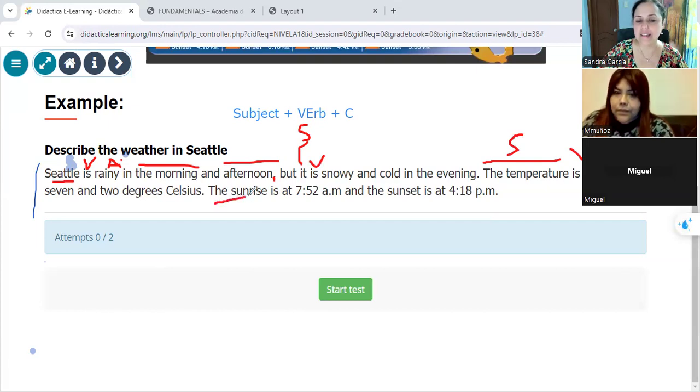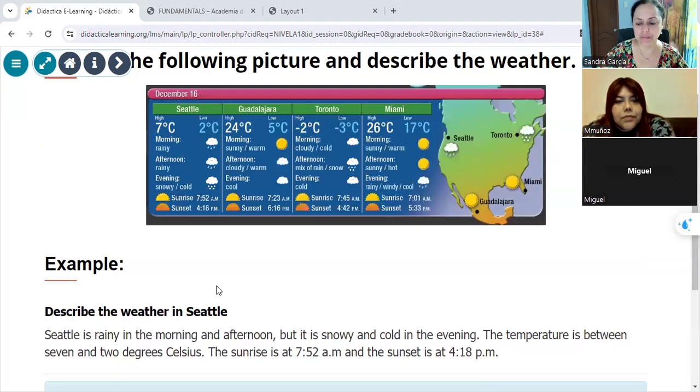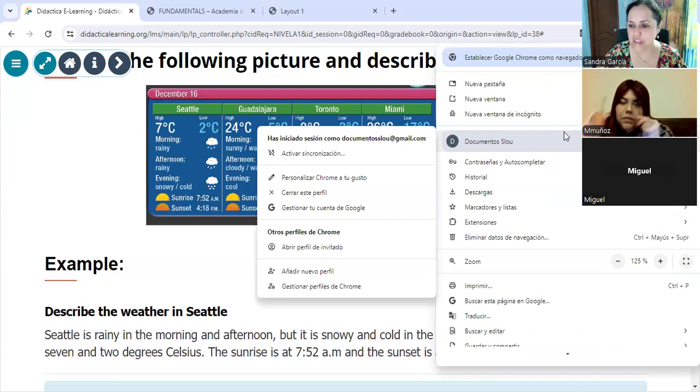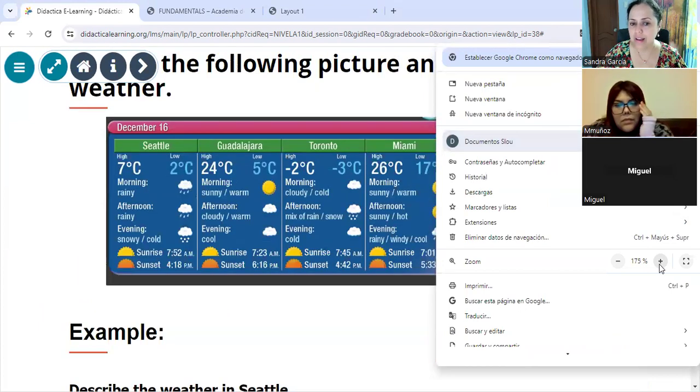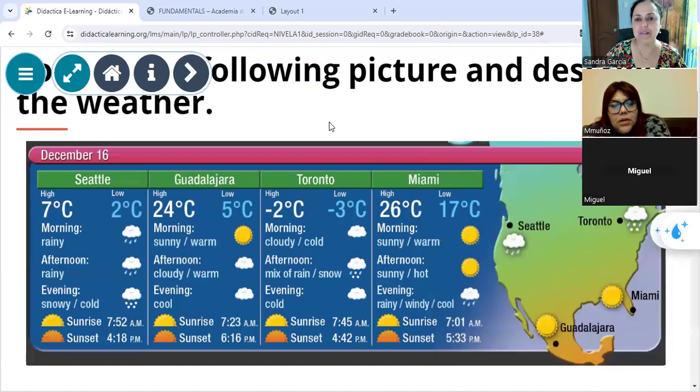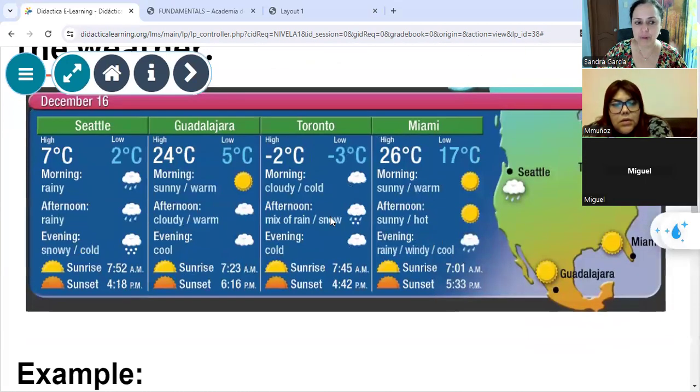The sunrise is, la salida del sol is at 7:52, and the sunset is at 4:18, right? So consider this and talk. So now you have to talk. Wait a second, let me see if I can make it bigger. Okay, now looks better. So Mariuxi, tell me about Toronto.